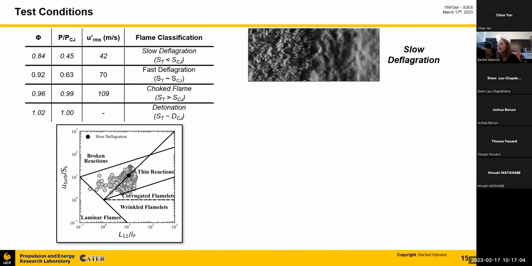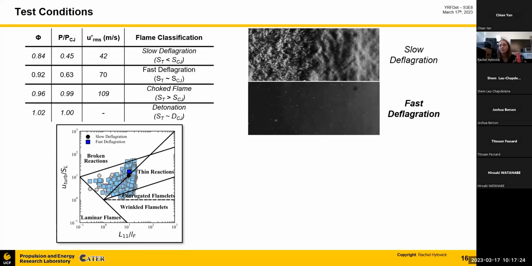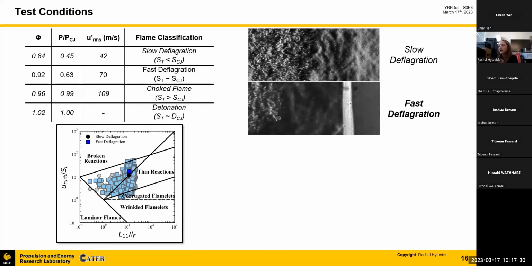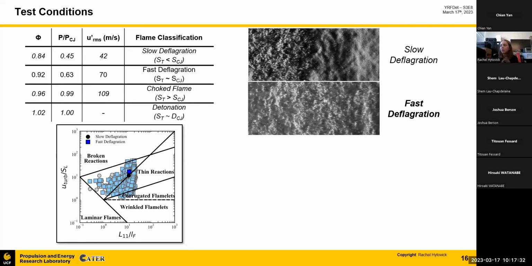And then when we talk about our fast deflagration, we are getting closer to a stoichiometric picture, but we're still a little bit lean. And we're also seeing over 50% CJ and a little bit higher turbulence at 70 meters per second. And here our turbulent flame speed is close to our CJ deflagration speed. So it's not always exactly at it, but it is in the same ballpark. And as you can see on the Borghi diagram below, it's a little bit higher in turbulence. And then here's our fast deflagration. So our shock and flame are a lot more coupled.